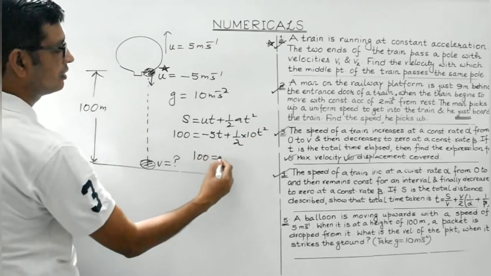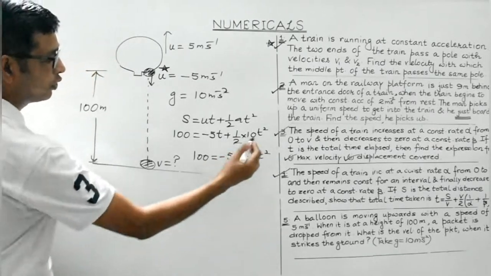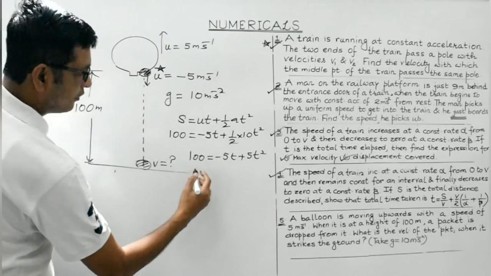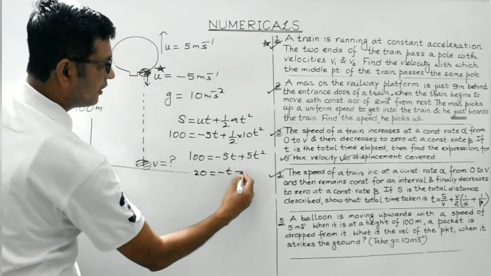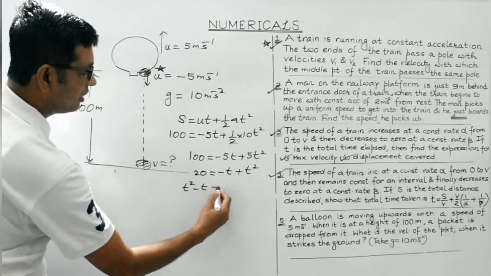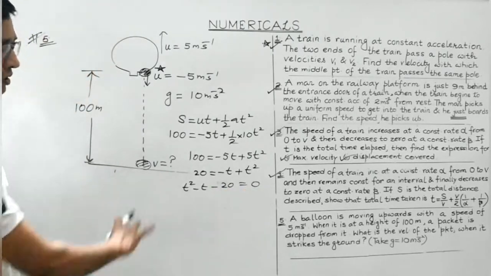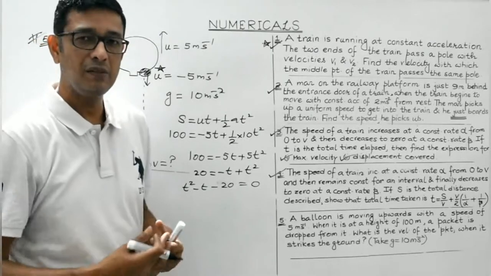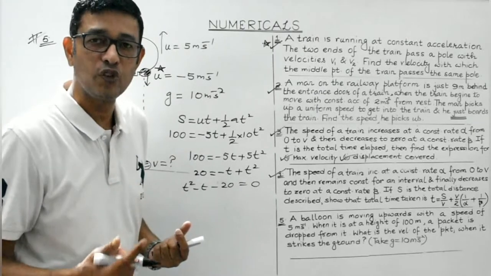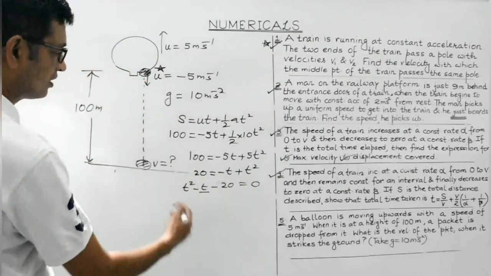So let's solve it. 100 is equal to minus 5t plus 5t square, since half of 10 is 5. Dividing throughout by 5, we get 20 is equal to minus t plus t square. So it can be written as t square minus t minus 20 is equal to 0. This is a quadratic equation. We can solve it either by using the formula for finding its roots, minus b plus minus root of b square minus 4ac divided by 2a. That is one method. The other method is by splitting the middle term.